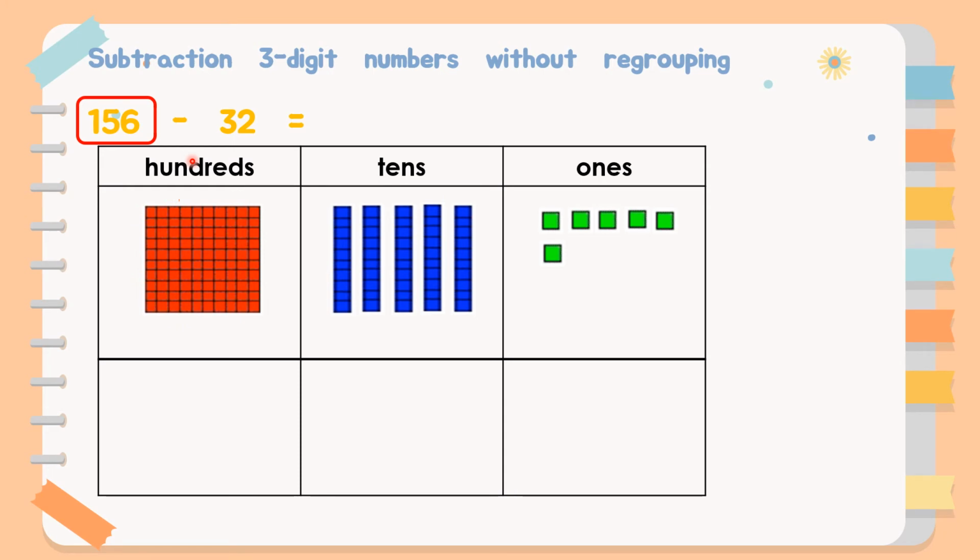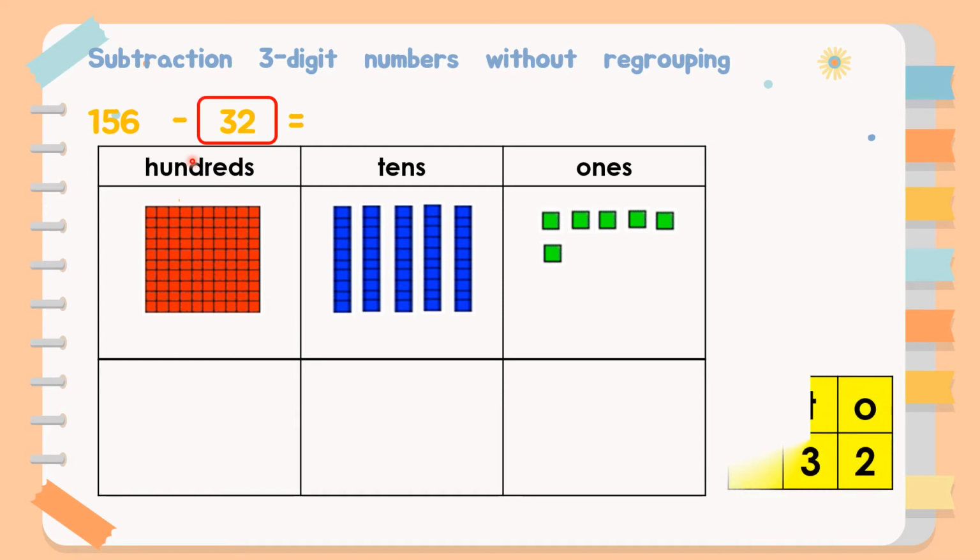Okay, now let's subtract 32. Start by subtracting the ones. Can we take away 2 from 6 here? Yes, we can. Now let's move 2 from 6. 1, 2. How many left here? Berapa yang tinggal? Yes, there are 4 left.